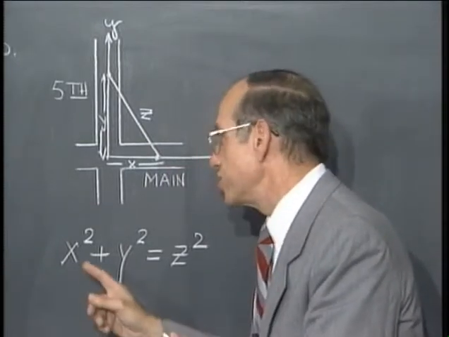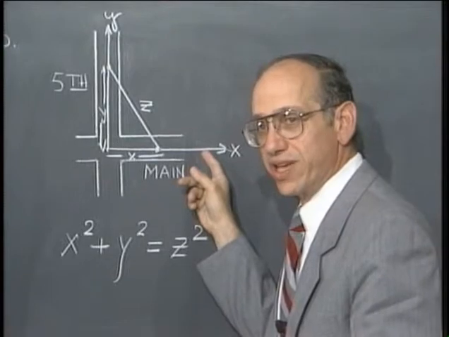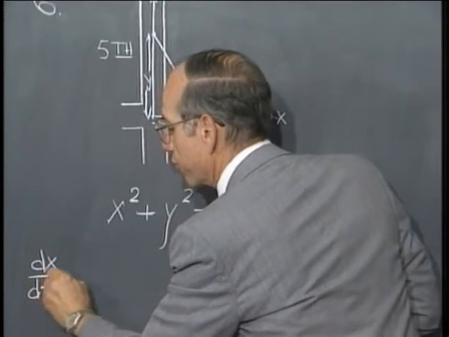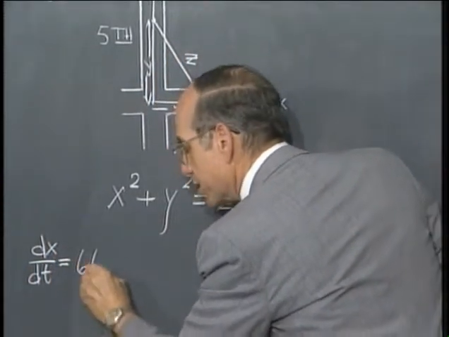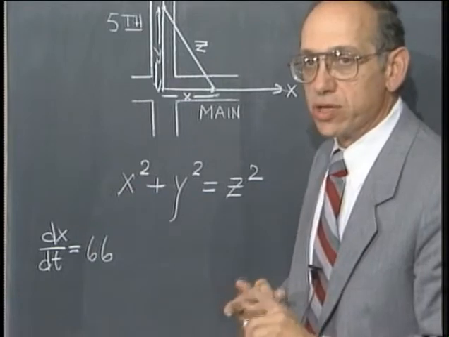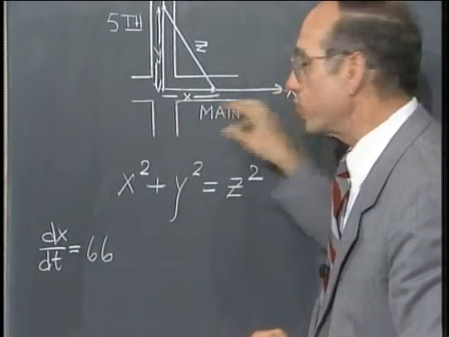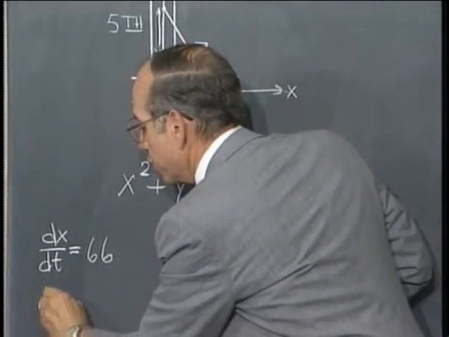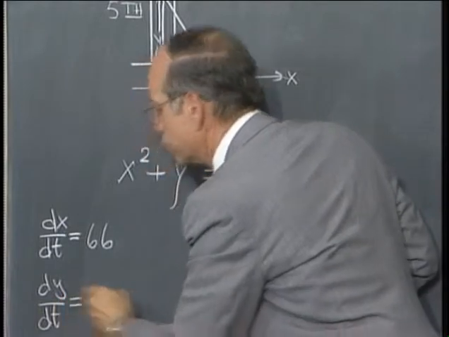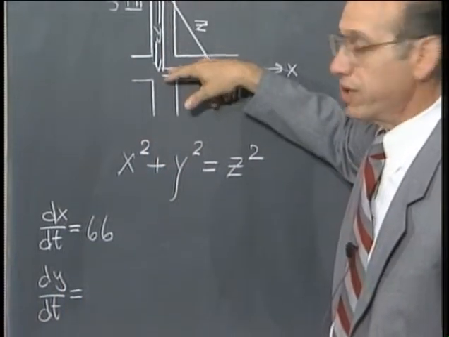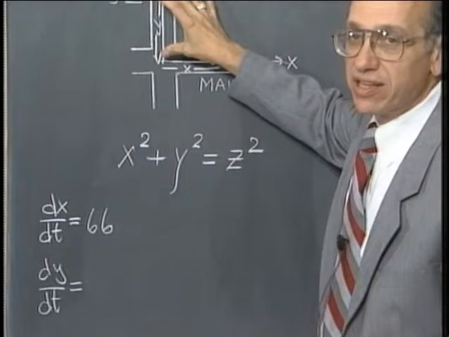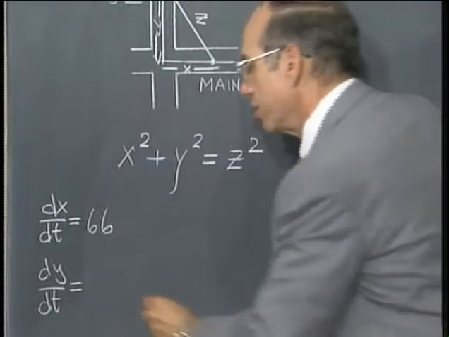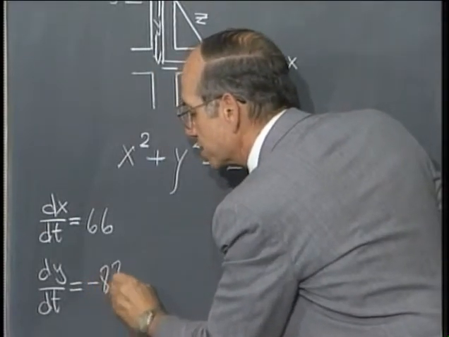We know the rate at which x is changing. The burglar is going 66 feet per second. So dx/dt, the rate of change, is 66. Notice, plus 66, because the burglar is going this way, which means x is getting bigger as time goes on. dy/dt is the rate at which the policeman's car is moving. The policeman's car is moving 88 feet per second, but in the negative direction. So dy/dt is minus 88.